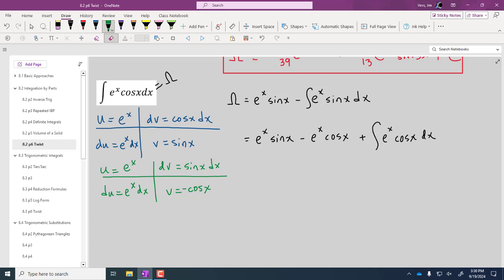So I left the minus outside, so my dv is sine x dx, and the integral of sine should be negative cosine. Thank you. Negative cosine. So let's check over here and make sure that we are on track with our signs.